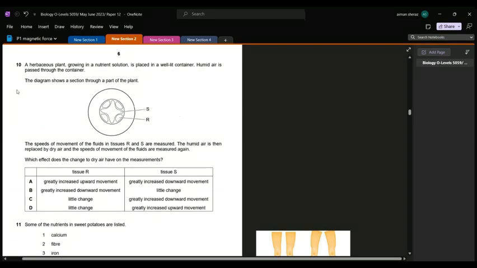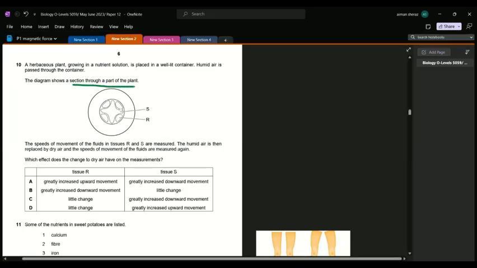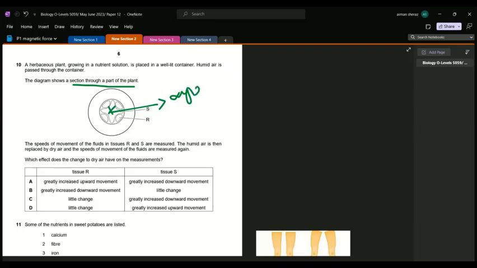Question number 10. A herbaceous plant growing in a nutrient solution is placed in a well-lit container. Humid air is passed through the container. So this is a diagram showing you the section through the part of the plant. So this is xylem, and you can remember it because it has a shape like X. So this is xylem, and this is phloem, the outside one. Tissue S is xylem, tissue R is phloem.